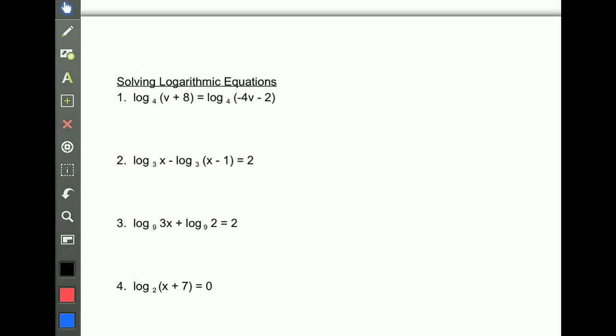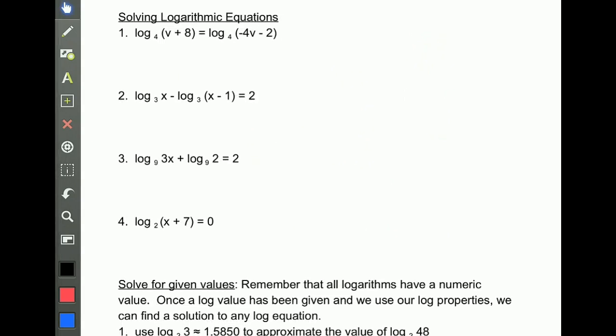Okay, so now that we've got logarithmic equations set up and we know how to manipulate them a little bit, now we can actually just go through and solve. And remember, you're not solving for the value of the exponent, you're solving for the value of the variable that's missing. So in the first problem, you're going to be solving for v. In the second problem, you're going to be solving for x. Third problem, you're going to be solving for x. Fourth problem, you're going to be solving for x. You're solving for something specific, but now you're using the properties and rules of logarithms to help you get there.